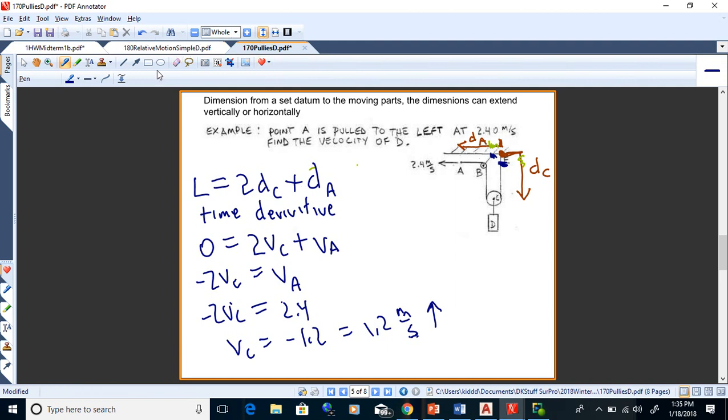All right, are we okay with that? Any questions on that one? All right. Okay. So that's a little bit on pulleys there. Okay.